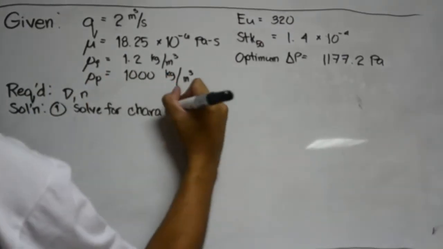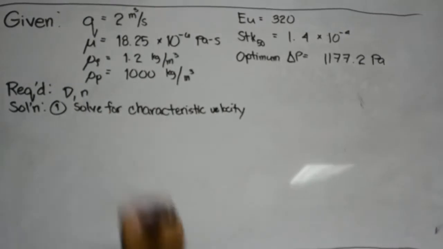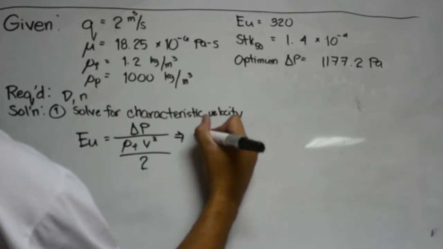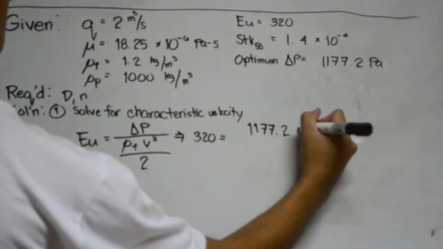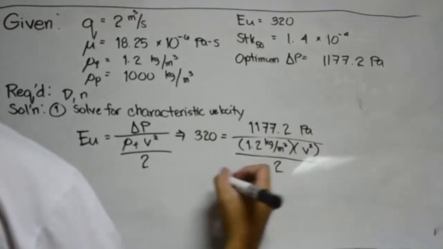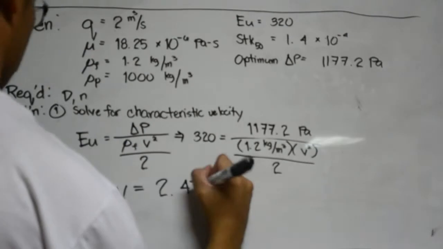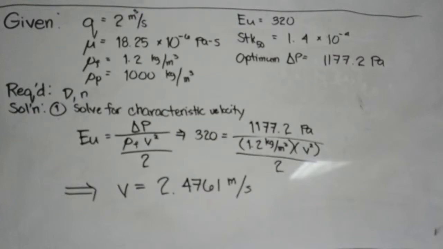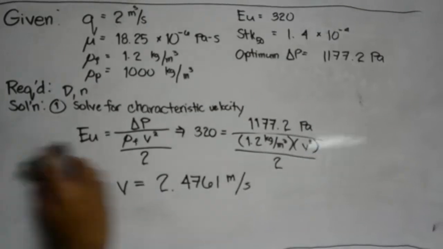To solve this problem, we need to first solve the characteristic velocity. We can solve for the characteristic velocity by using the formula, the Euler's number is equal to the delta P over rho sub F times V squared over 2. We substitute the values given by the problem and we can get that the characteristic velocity is equal to 2.4761 meters per second. Please do take note of the solved characteristic velocity.